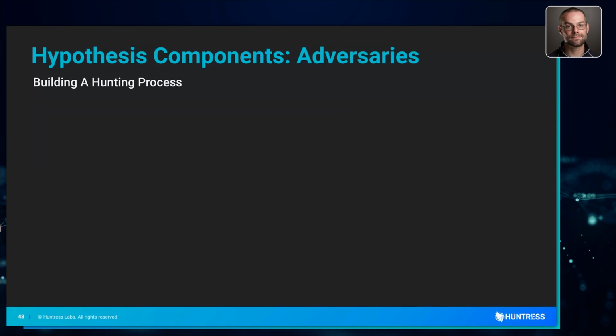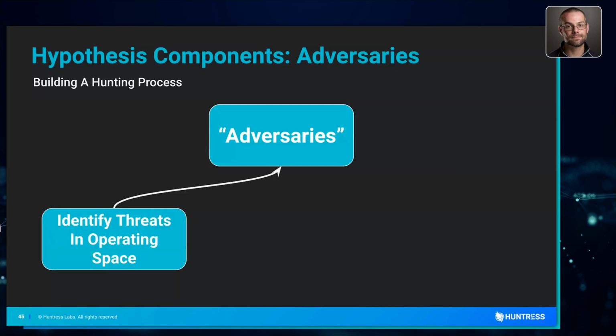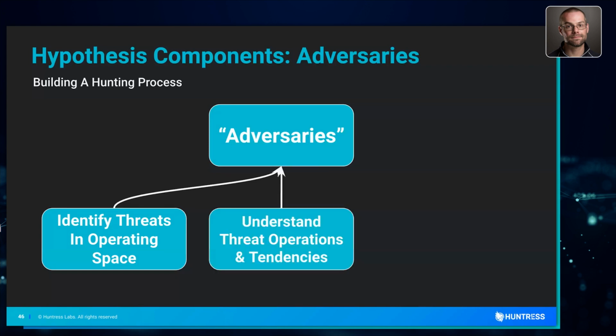Looking at the components of hunting hypotheses, we start with adversaries if we are adopting an intelligence-driven approach. That means understanding adversaries as consisting of threats in the operating space. Who are the bad guys that are out there in the world right now? But also understanding threat operations in general and their tendencies. What sort of tools and techniques do we observe in threat space as applied to victims and organizations that are at the mercy of such threat actors?